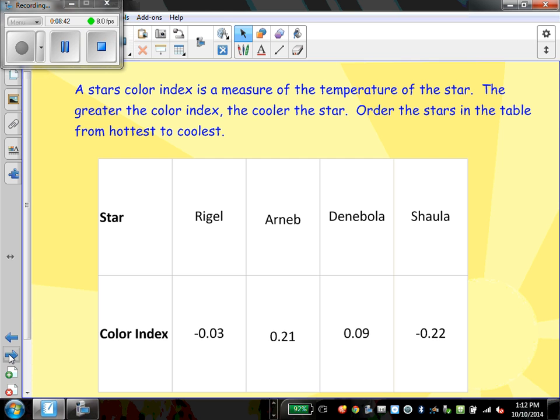All right, let's try a little application problem here. So a star's color index is a measure of the temperature of the star. The greater the color index, the cooler the star. Order the stars in the table from hottest to coolest. So we are going to make a number line to begin placing our values in order.